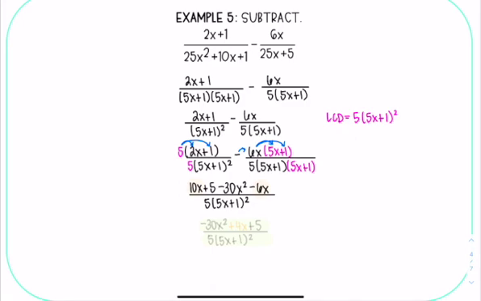Now looking at the top, we need to combine like terms. So we have 10x and negative 6x. And I'm going to go ahead and write this in descending order. So negative 30x squared plus 4x plus 5 all over the LCD.